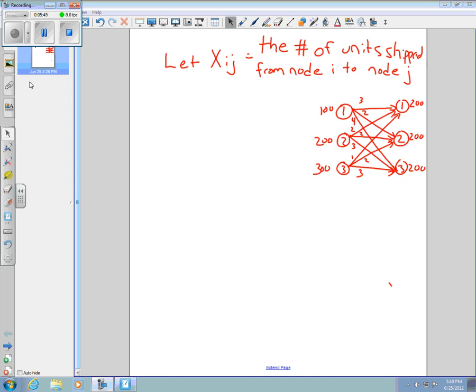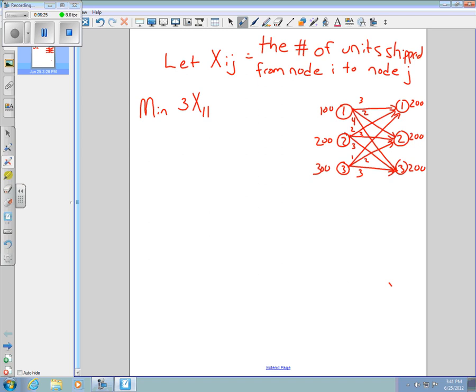Okay, we're back. Instead of erasing it, I just drew it really small so I'd have some more room here. The goal of our objective function is to minimize my total transportation costs. So how do I write total transportation costs? Well, it's going to cost me $3 for every single unit I ship from origin 1 to destination 1. And the number of units I ship from origin 1 to destination 1 is represented by the decision variable x11, as we've indicated at the top here.